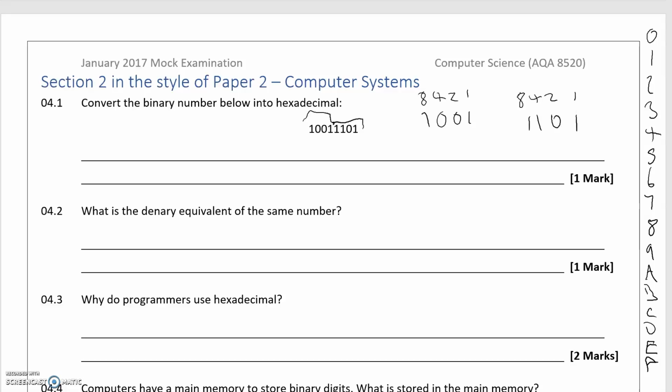8 and 1, because it's got a 1 underneath, will be 9. And 8, 4 and 1 comes to 13. So 10, 11, 12, 13, D. So the answer is 9D.